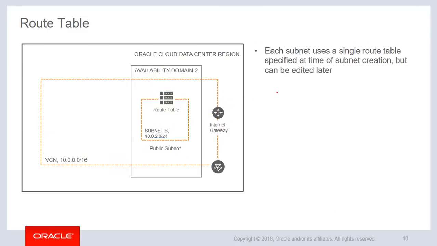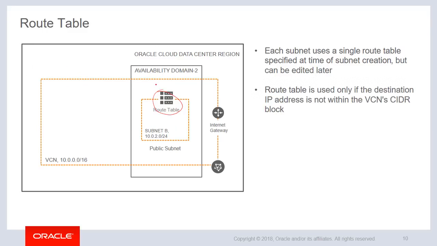Now, a few design considerations to keep in mind. Each subnet uses a single route table. As you can see here, a subnet has a single route table. You specify the route table at the time of subnet creation, but later on you can edit it. Earlier you could not change it, but now you can. Later on you can go and change it. You can add another route table. You could edit it. You can make all the changes.